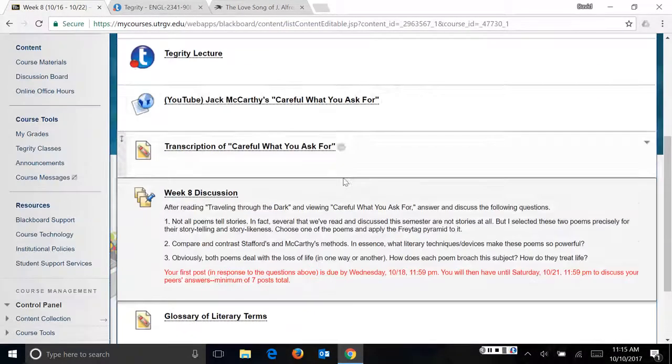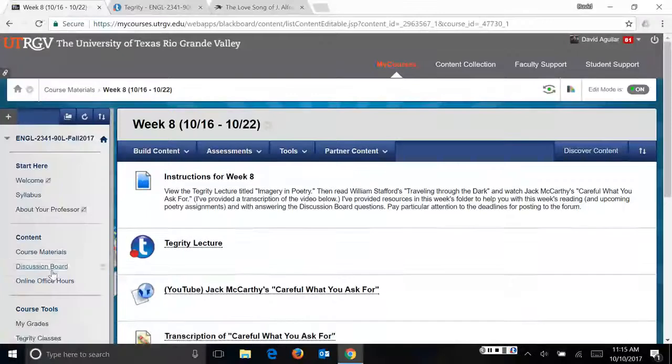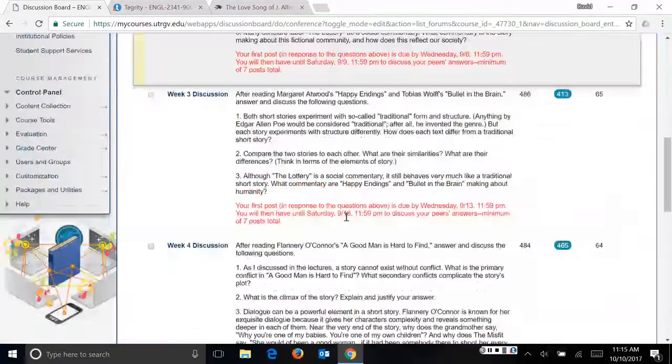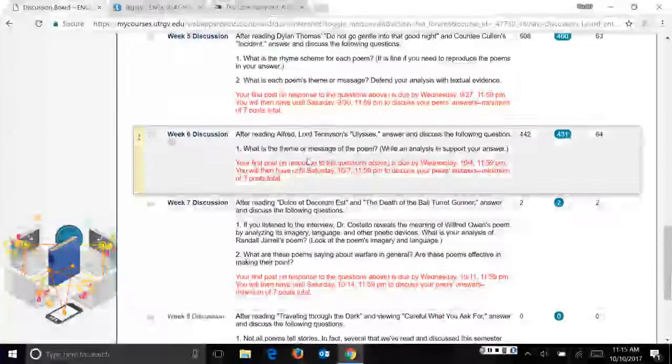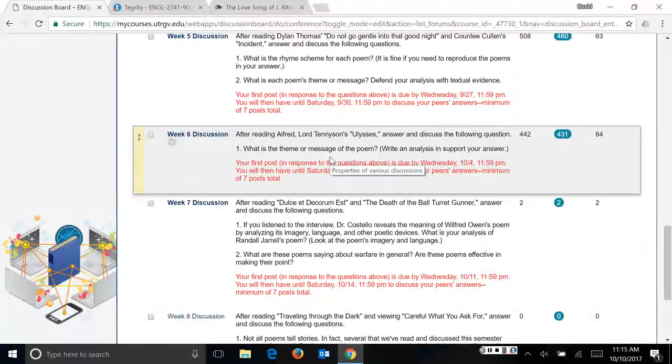The last thing I do want to talk about very quickly, since I just finished grading the discussion board for week 6, I believe. Yes, for week 6. I asked you to give me the theme or message from Ulysses and to write an analysis in support. I apologize for the typo in your answer. But I noticed that a lot of you sort of attempted a half analysis. So remember, analysis means to take something whole and break it down into its parts. And by studying each of those parts, you then can understand the whole better.